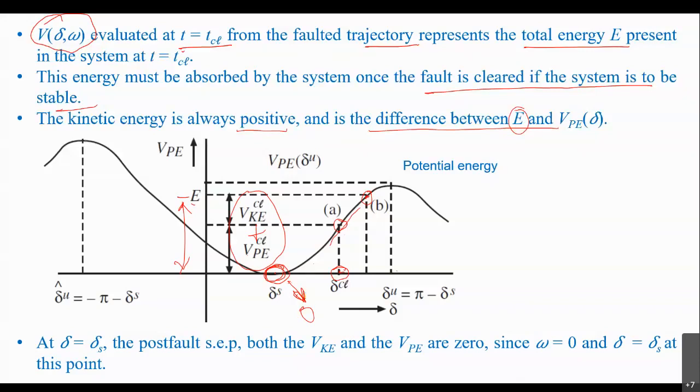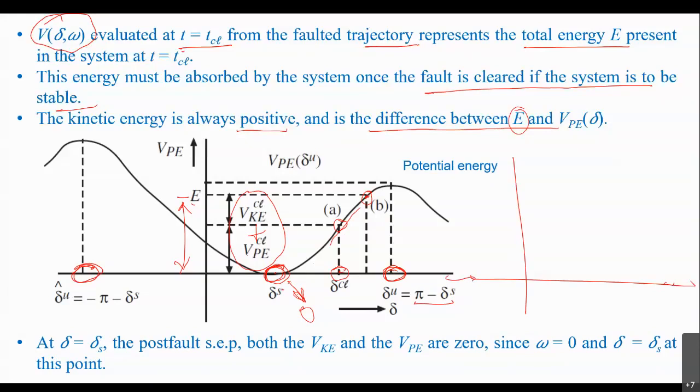Like here we have another equilibrium point which is unstable, and here also another equilibrium point. If I mark delta S as the stable equilibrium point, my unstable equilibrium point to the right will be pi minus delta S, and similarly to the left it will be minus pi minus delta S, right? We'll see it further in the equal area criterion.